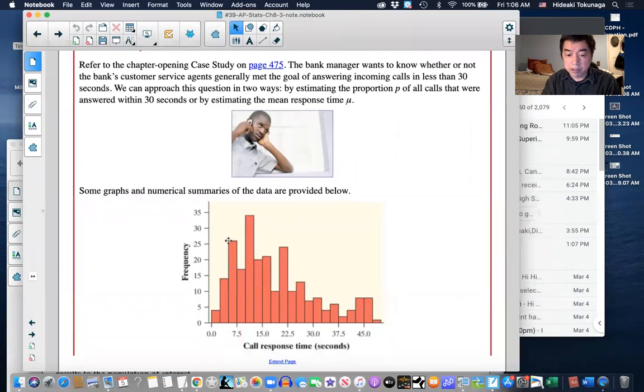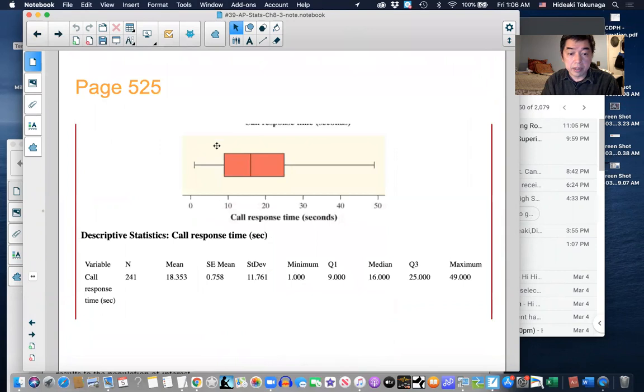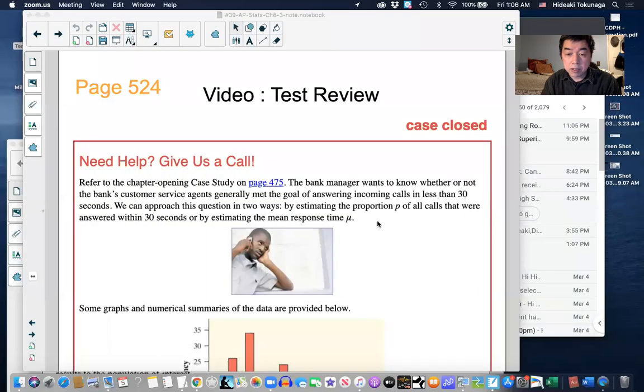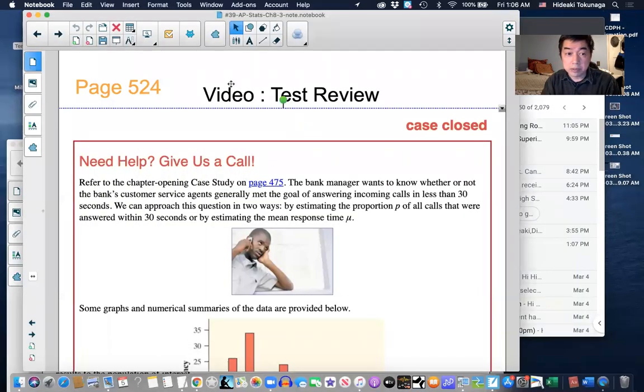So this is one of the data, and the other one is the box plot, okay? Let me double check if I'm sharing everything. So let's see. So I'm using this. Okay, so I just read this section.